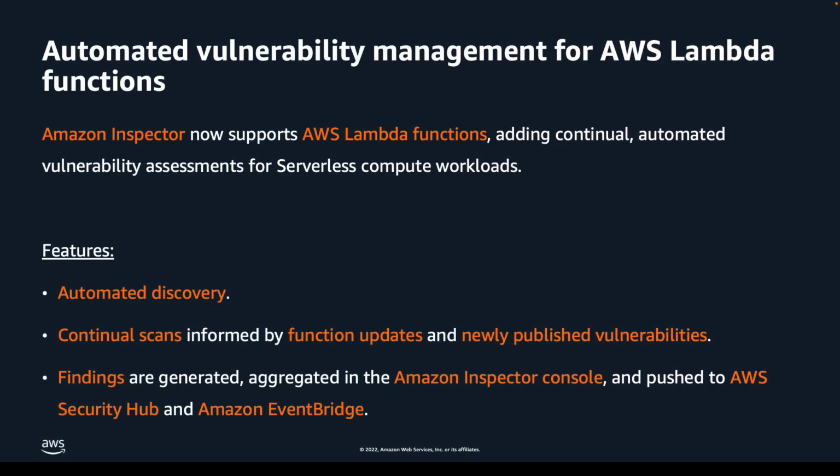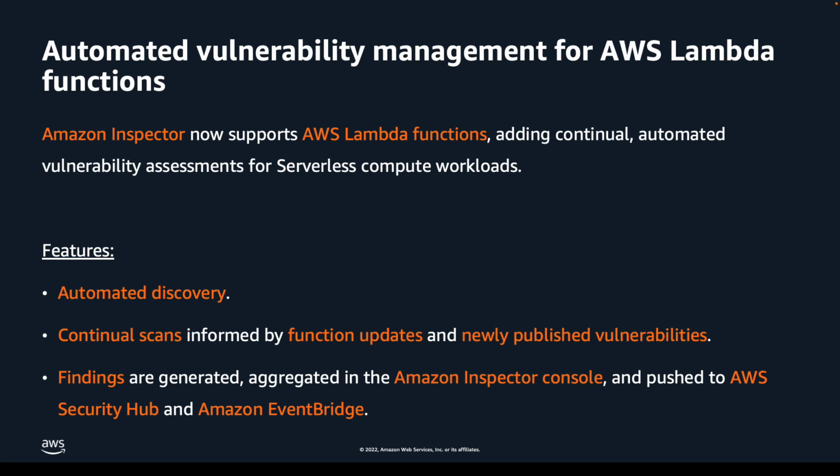Amazon Inspector is a vulnerability management service that continually scans AWS workloads for software vulnerabilities and unintended network exposure across your entire AWS organization. Amazon Inspector continually scans workloads across Amazon Elastic Compute Cloud, or Amazon EC2 instances, container images stored in Amazon Elastic Container Registry, or Amazon ECR, and a recently released support for AWS Lambda functions and Lambda layers. With this extended capability, Amazon Inspector now automatically discovers Lambda functions and identifies software vulnerabilities in application package dependencies used in the Lambda function code.